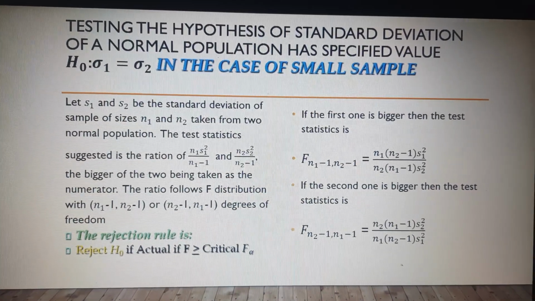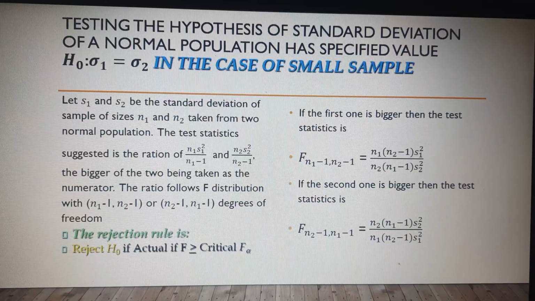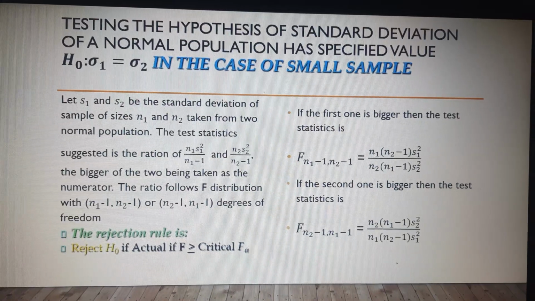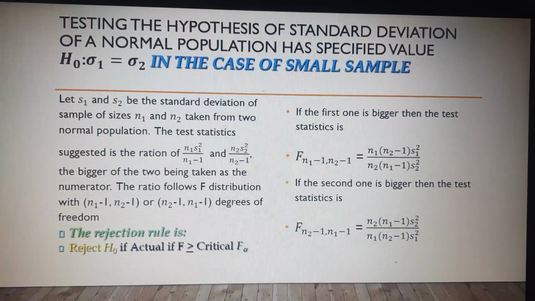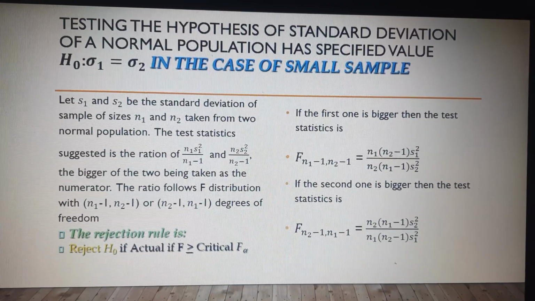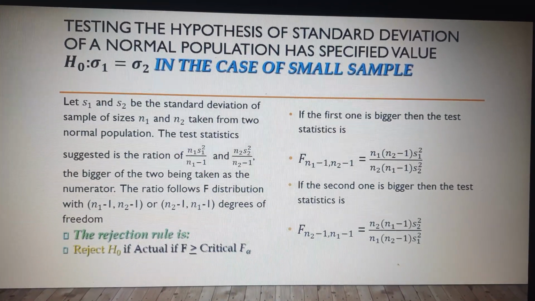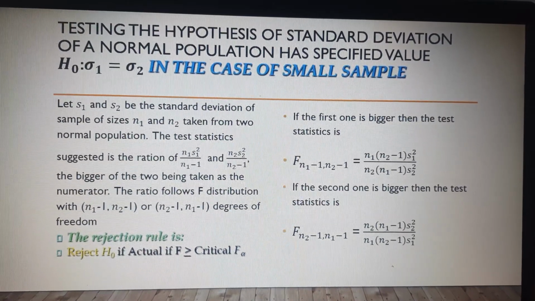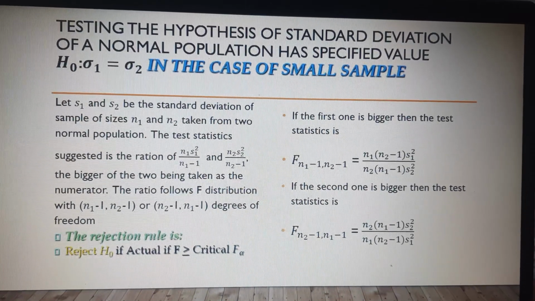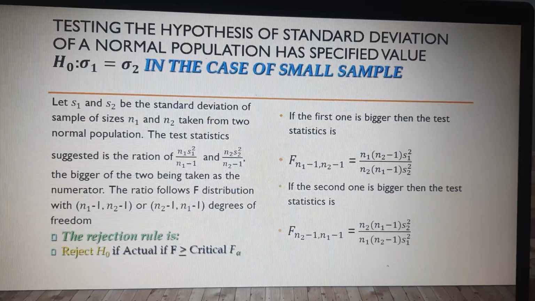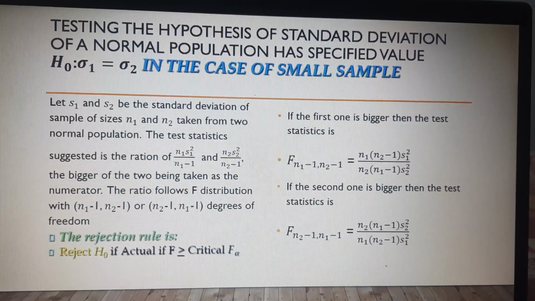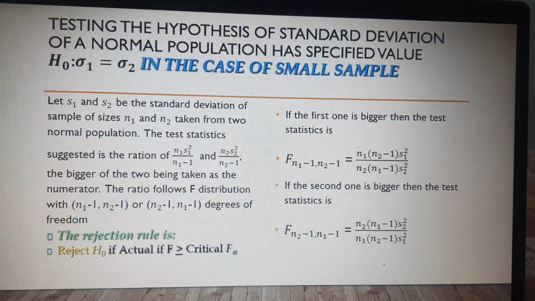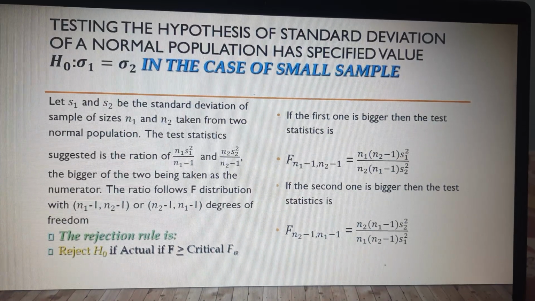Then first we calculate n1 S1 squared by n1 minus 1 and n2 S2 squared by n2 minus 1. The statistic is the ratio of these two quantities, with the bigger of the two being taken as the numerator. And this ratio follows F distribution. If the first one is bigger, then the test statistic is F(n1 minus 1, n2 minus 1) equal to n1 (n2 minus 1) S1 squared divided by n2 (n1 minus 1) S2 squared, which has n1 minus 1, n2 minus 1 degrees of freedom.